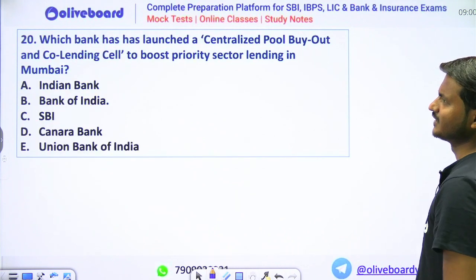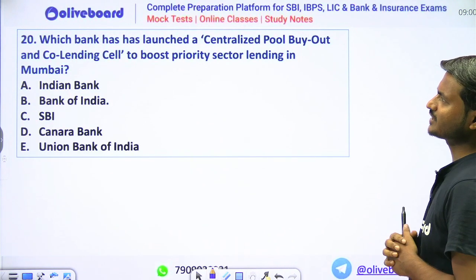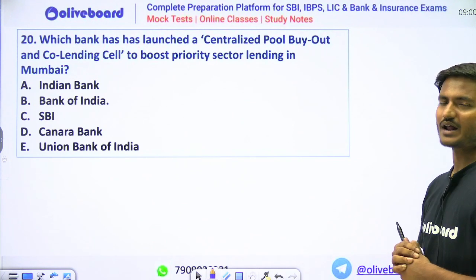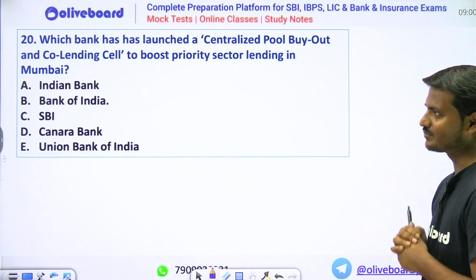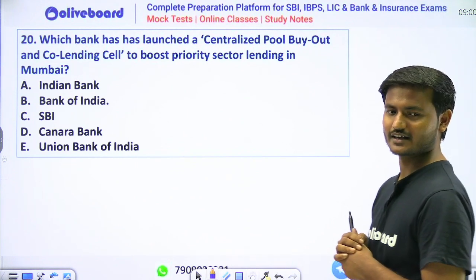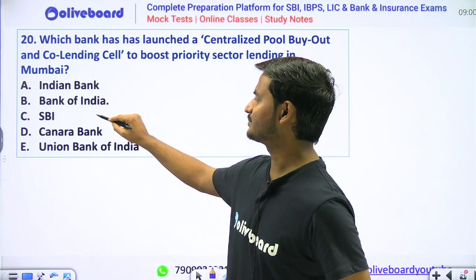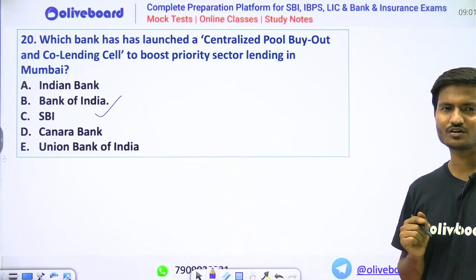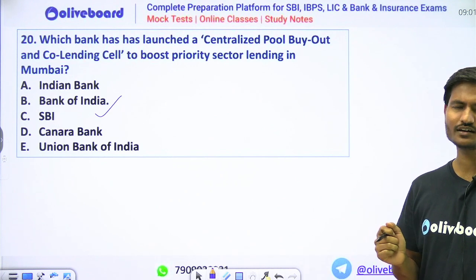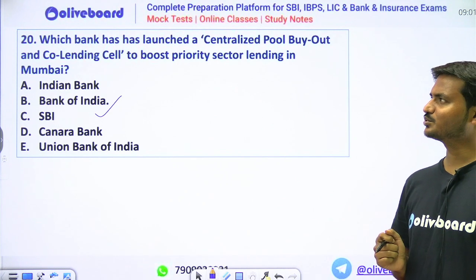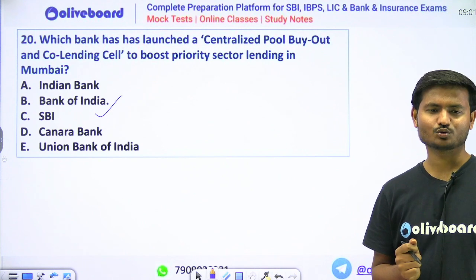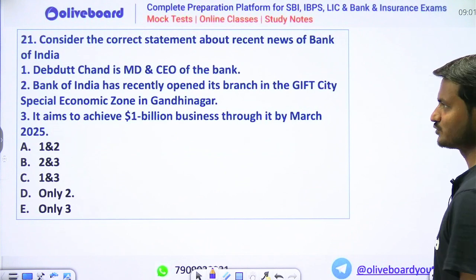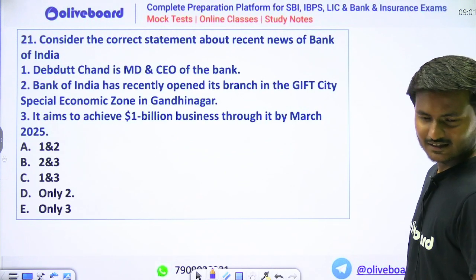Now let's move forward. Which bank has launched a centralized pool buyout and co-lending cell to boost priority sector lending in Mumbai? The answer is Bank of India. Bank of India has recently launched a centralized pool buyout and co-lending cell to boost priority sector lending in which state or which city? Mumbai. Okay, Amchi Mumbai. Now let's move forward.